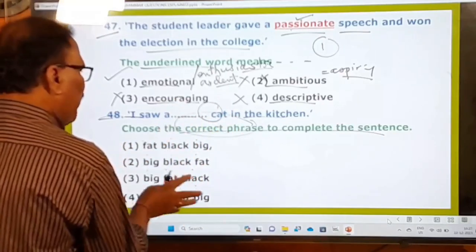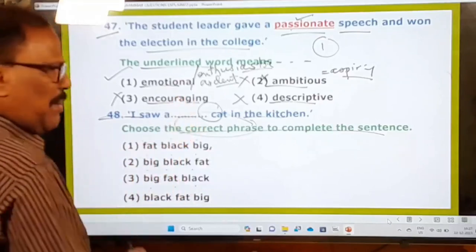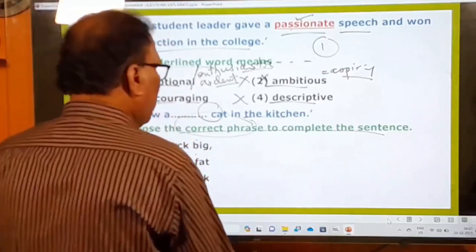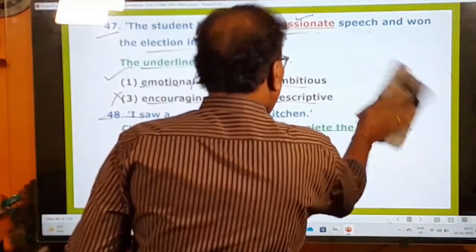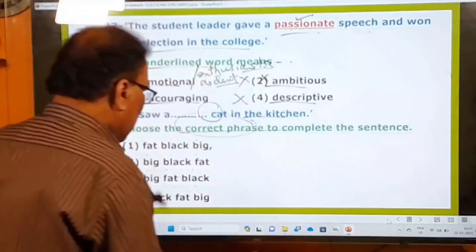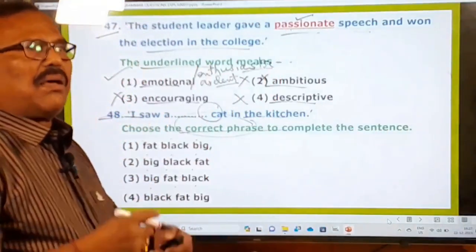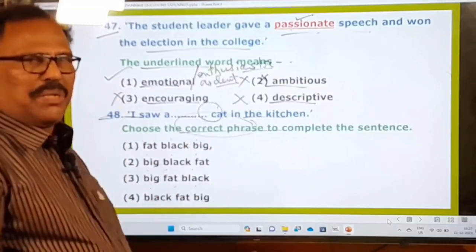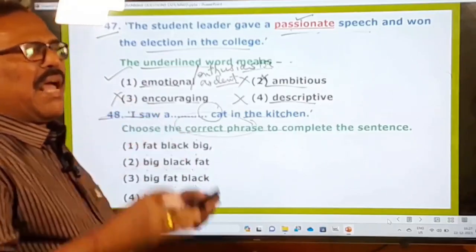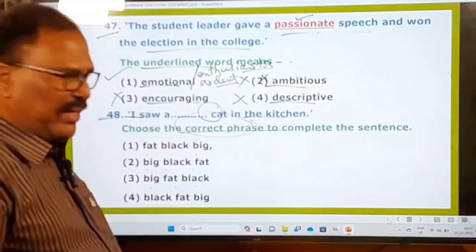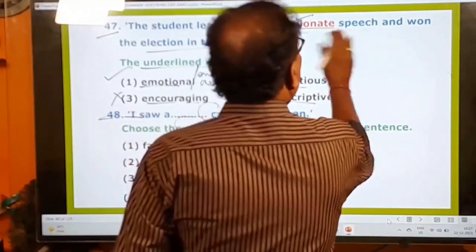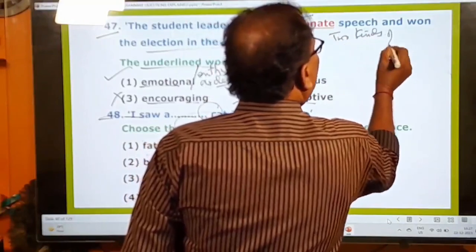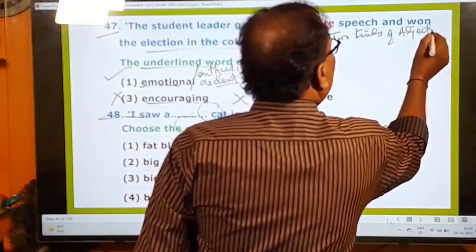Before you can fill in this blank with any one of these options, first of all let me tell you something about these adjectives. Already I have dealt with this idea in some other video made on the TET question paper, in the TET grammar. I made this point clear. There are two kinds of adjectives. Let me give you very briefly two kinds of adjectives. You know very well two kinds of adjectives.